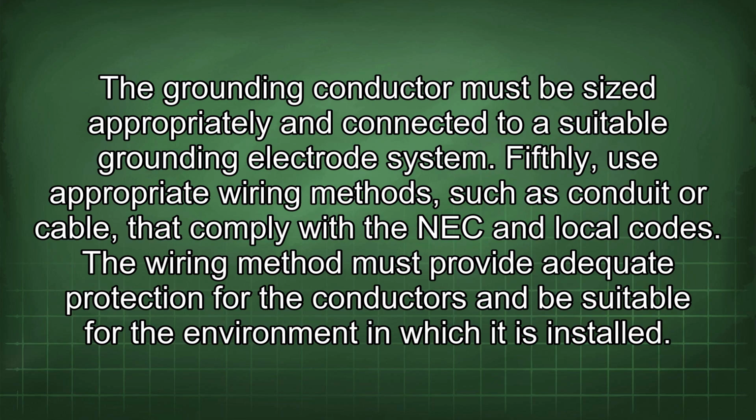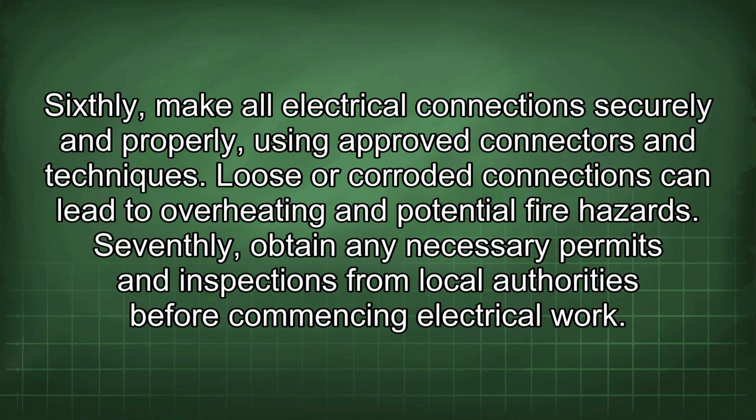The grounding conductor must be sized appropriately and connected to a suitable grounding electrode system. Fifthly, use appropriate wiring methods such as conduit or cable that comply with the NEC and local codes. The wiring method must provide adequate protection for the conductors and be suitable for the environment in which it is installed. Sixthly, make all electrical connections securely and properly using approved connectors and techniques. Loose or corroded connections can lead to overheating and potential fire hazards.